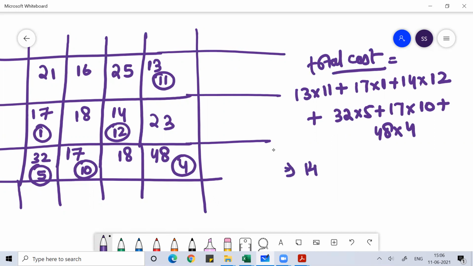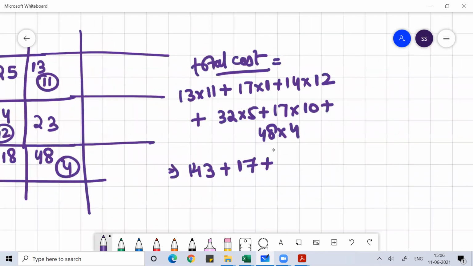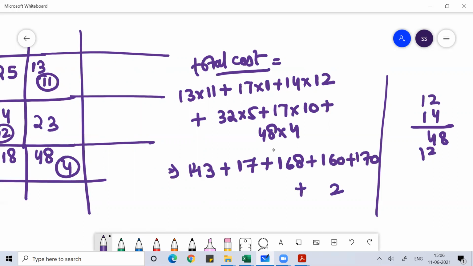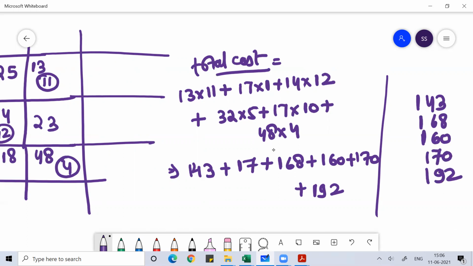This is 143 plus 17 plus 14 into 12, which is 168. Then this is 160. Then 170. Then 32 into 5 is 160, 17 into 10 is 170, and 48 into 4 is 192. So we have 143, then 168, then 160, then 170, then 192, then 17.